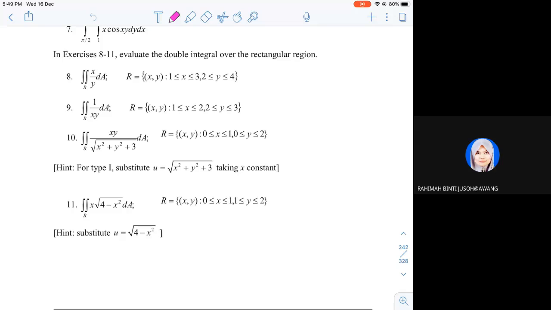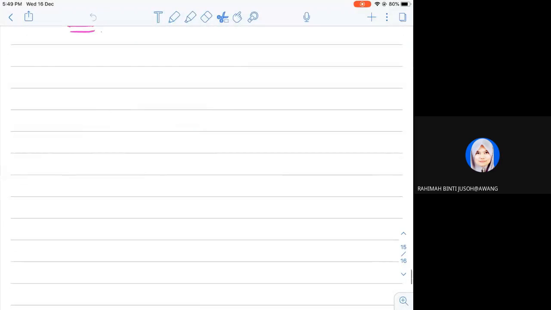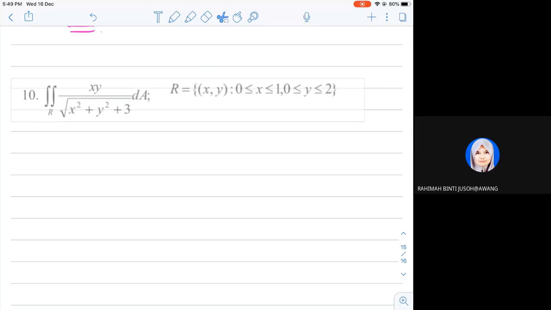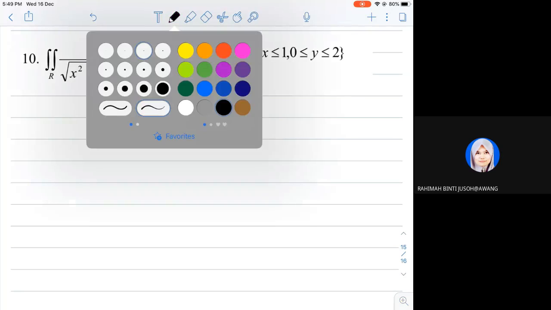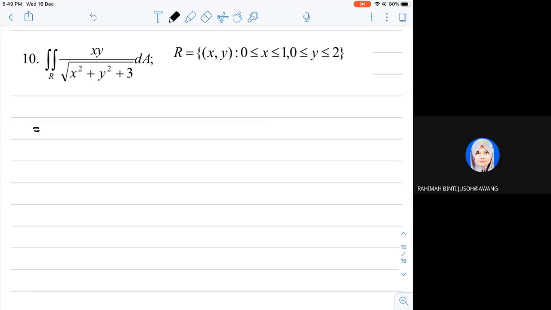Question number 10. Alright, so let us do question number 10. Okay, so integrate this. Since the question does not mention either dy dx or dx dy, it's up to you. You can use either one. So right now, what do you want me to do, dy dx or dx dy? dy dx. Okay, dy dx, let's do it.